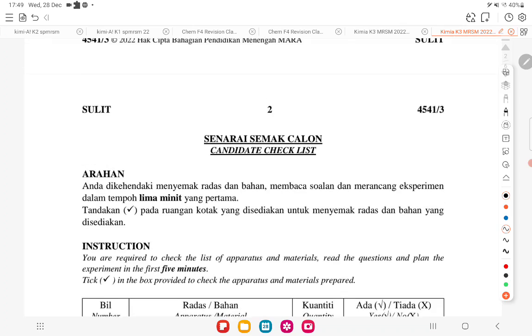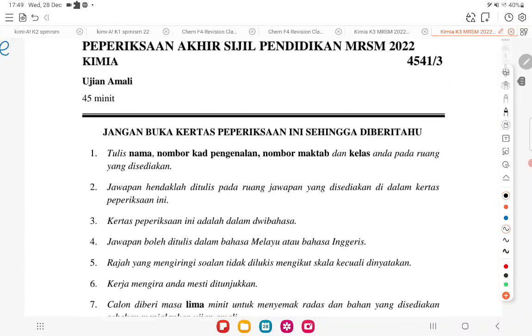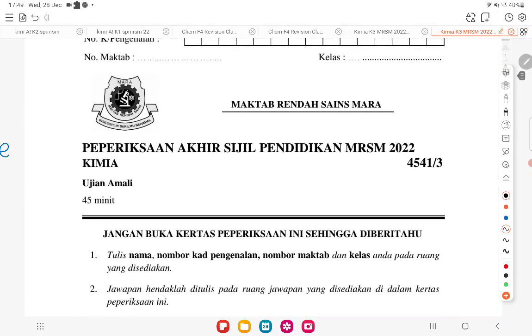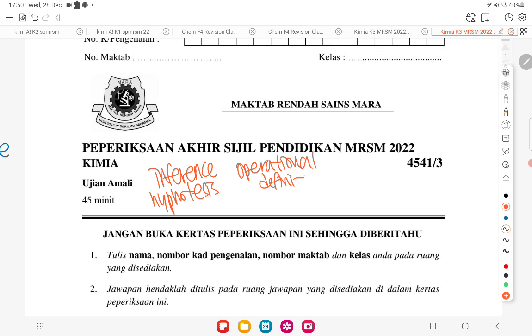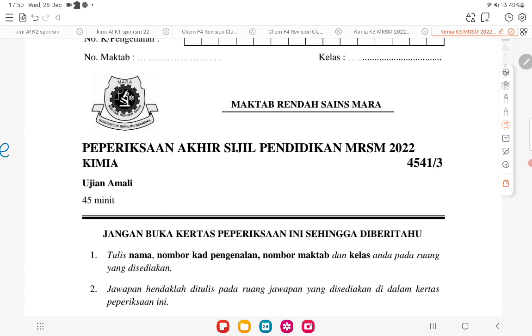Okay? So with that being said, yeah, we are all done with today's lesson. So hopefully, by discussing the paper 3 of MRSM 2022, you guys can get some rough idea on how to answer paper 3, like how to give a good inference, how to write a hypothesis, how to give an operational definition. Okay, all these are very, very important.